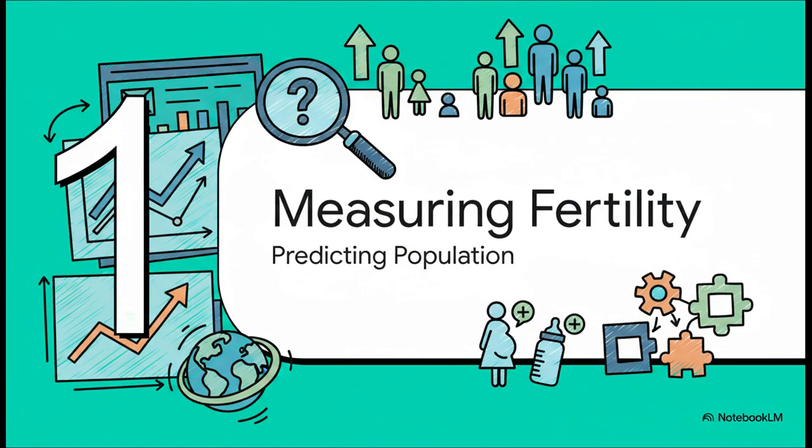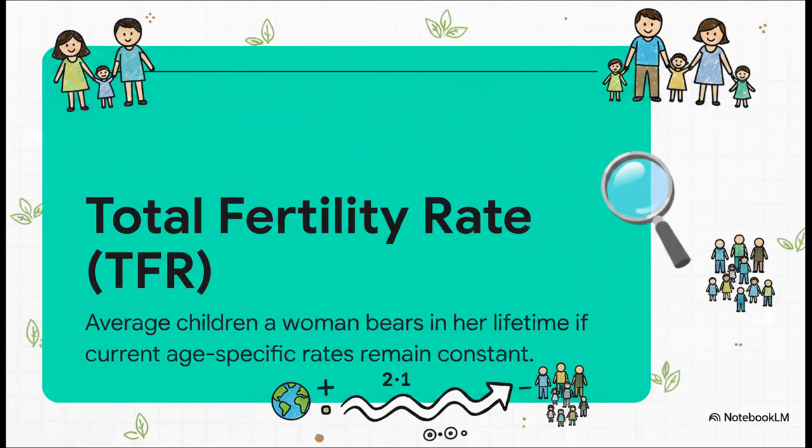Okay, Section 1. Measuring fertility and predicting population. To really figure out where we're heading, demographers use a gold standard metric called the total fertility rate, or TFR for short. In plain English, this is just the average number of children a woman will have over her lifetime. And there's a magic number you need to remember here, 2.1. That is the exact replacement level rate needed to keep a population perfectly stable. If your rate is above 2.1, your population is growing. Drop below it, and, assuming no outside migration, your population naturally starts to shrink.